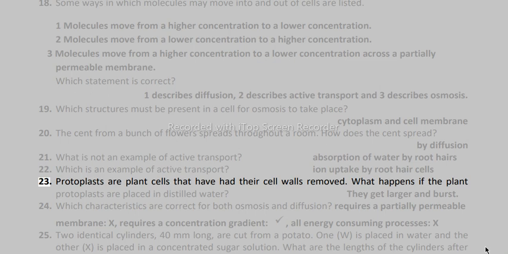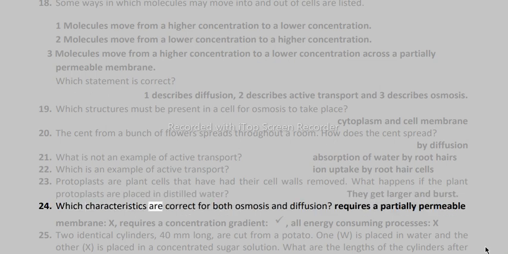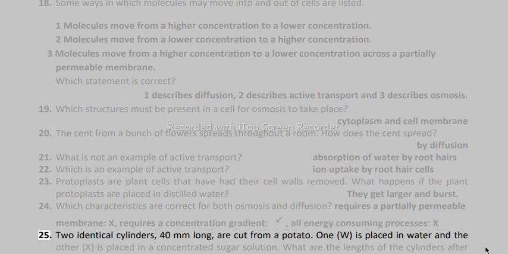23. Protoplasts are plant cells that have had their cell walls removed. What happens if the plant protoplasts are placed in distilled water? They get larger and burst. 24. Which characteristics are correct for both osmosis and diffusion? Requires a partially permeable membrane, requires a concentration gradient, energy-consuming process.